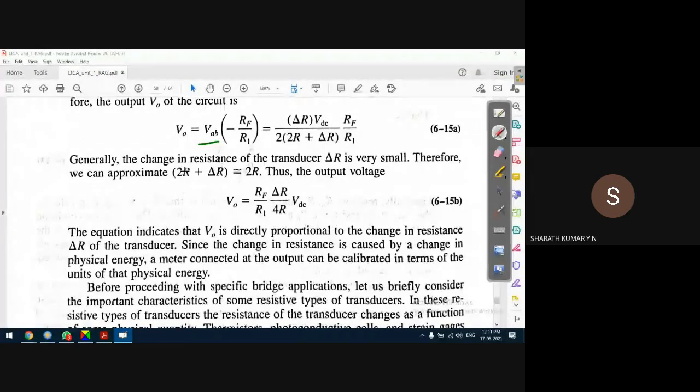So substituting for VAB. The change in resistance, that is delta R, is very small. Therefore, we can approximate 2R plus delta R to be 2R. So the output voltage is minus RF by R1 into delta R divided by 4R into VDC. RF, R1 and VDC are all constant values. So the output voltage V0 is proportional to the change in the resistance of the transducer.